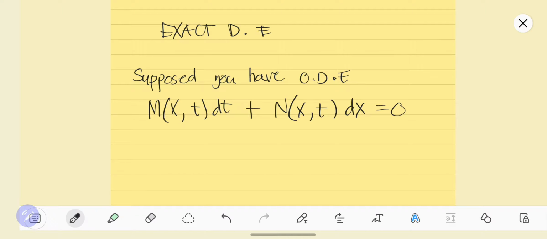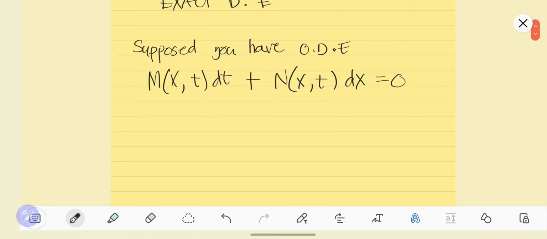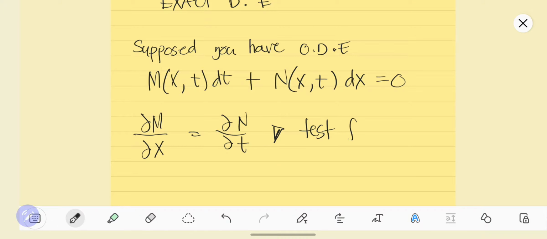The test for exactness of the ODE is that the partial derivative of M with respect to x is equal to the partial derivative of N with respect to t. So that is your test for exactness.